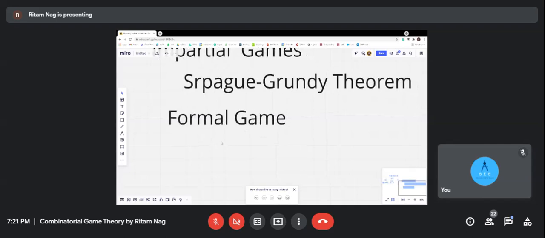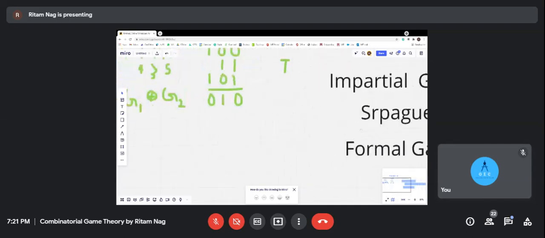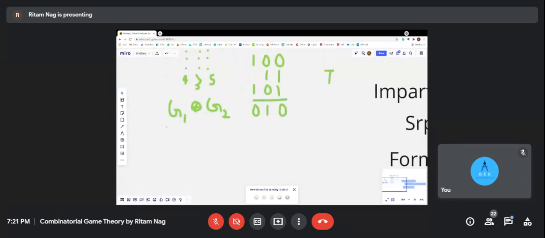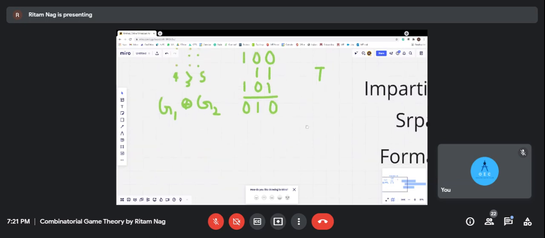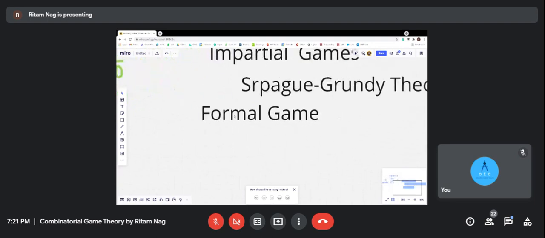So formal games are defined. In particular, one thing you need to note is that when you're playing on two games at the same time, for each game, you need to remember the moves of both players. That's one particular thing I want you to remember. So this motivates our definition for a formal game.